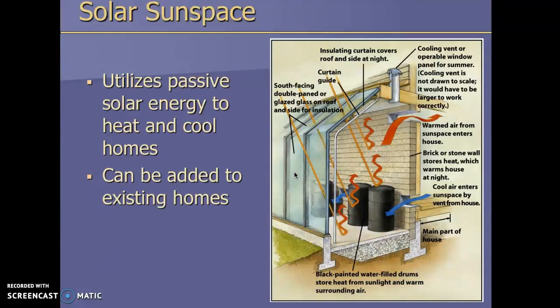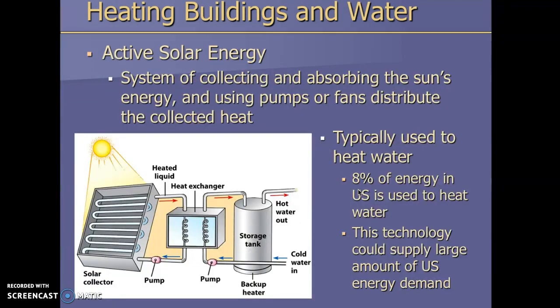A solar sun space is an area where you're going to have southern facing glass windows. And then you would have water-filled drums that usually are black because they'll store more heat. They'll store heat from the sun during the day, and at night they would help heat your home. And again, you'd have a cooling vent there for in the summer. So if you lived up north, this is a great way to reduce your heating bill and to use solar energy in a passive way.